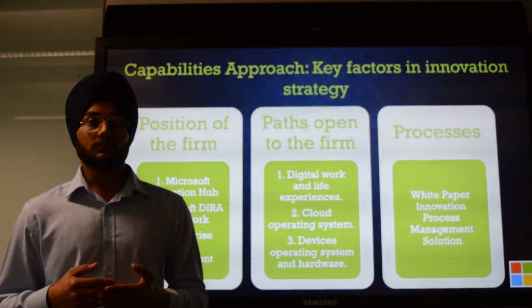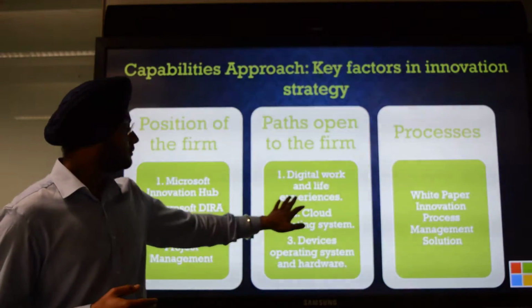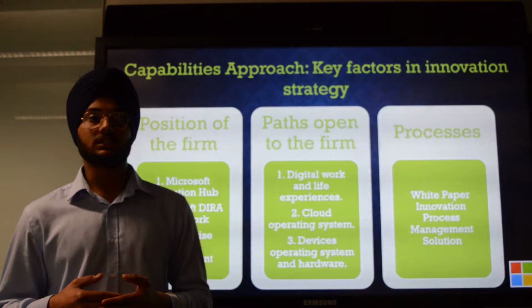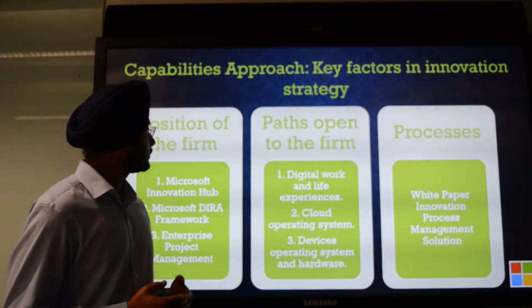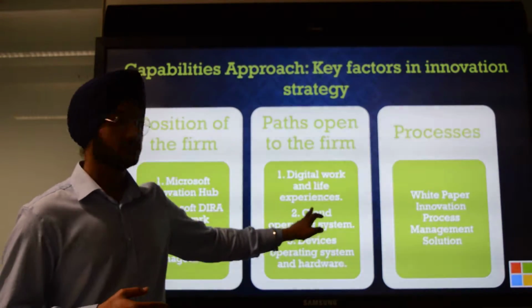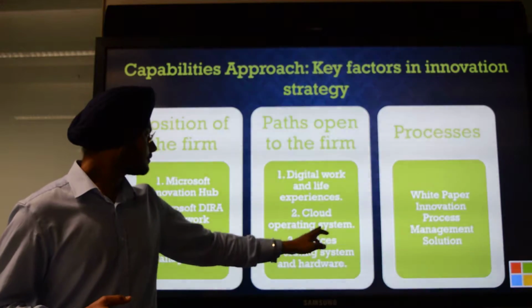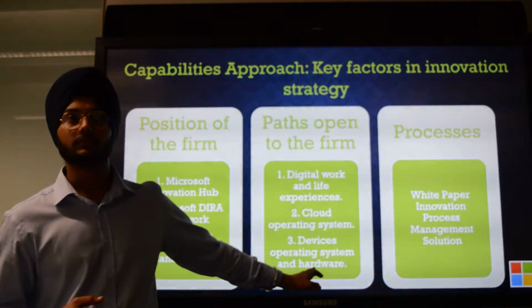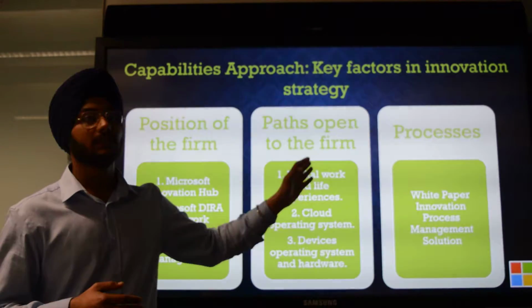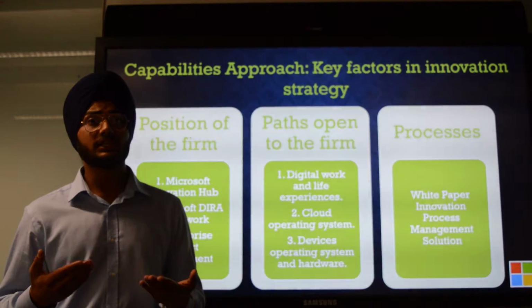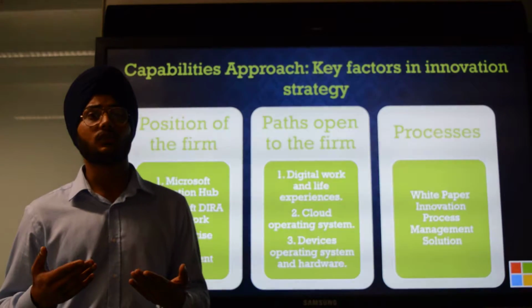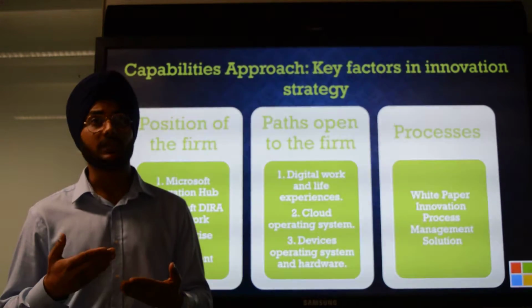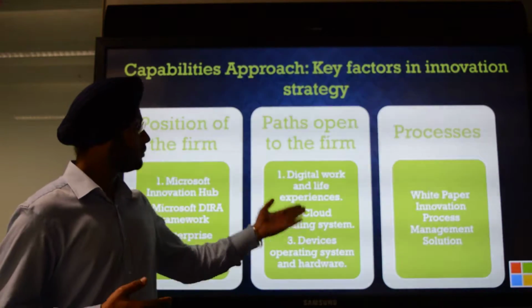Paths open to the firm. Microsoft has several opportunities to invest in three major areas: digital work and life experiences, cloud operating system, devices operating system, and hardware. Digital work and life experiences. Microsoft wants to significantly enhance the digital life of their customers using their broad portfolio of communication, productivity, and information services. And cloud operating system.